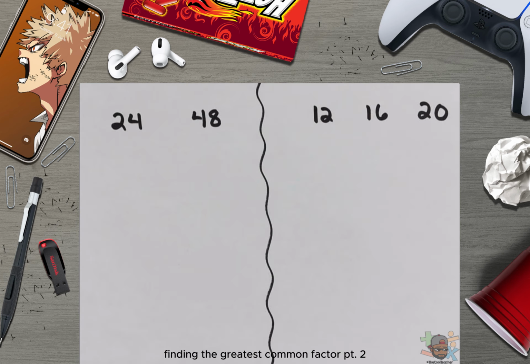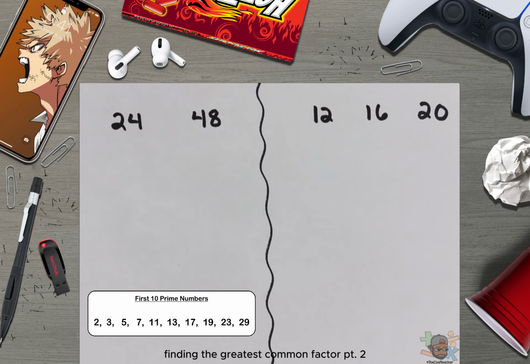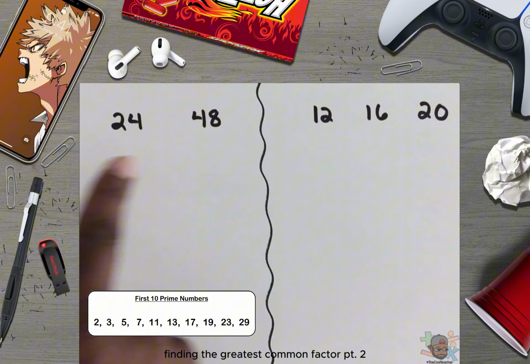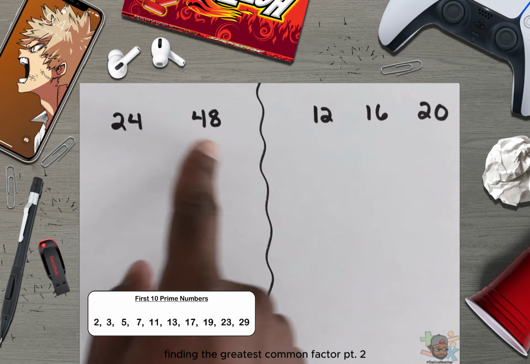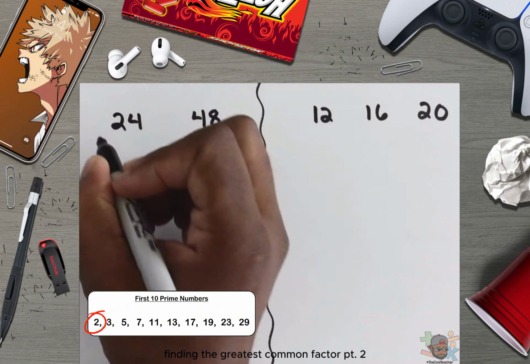So let's go ahead and find the GCF of these two problems. Now, like I said, I'm going to use the prime numbers here, and what I'm going to do is take both of these numbers and divide them by one of these 10 prime numbers that you see down here. Now, I have to make sure that I'm using a prime number that goes into both of these. And since both of these numbers are even, guess what prime number goes into them? Yep, 2.